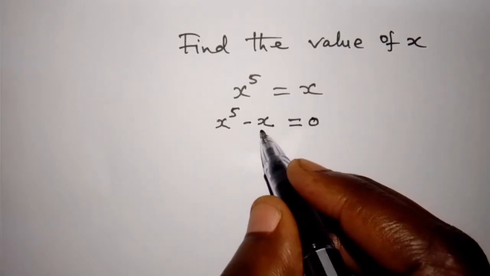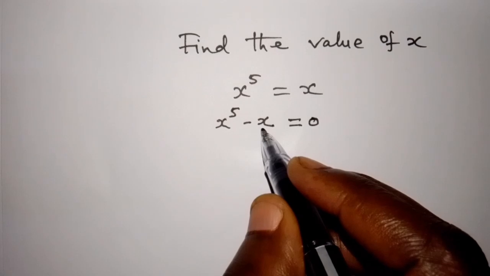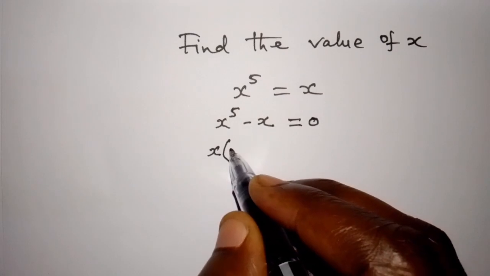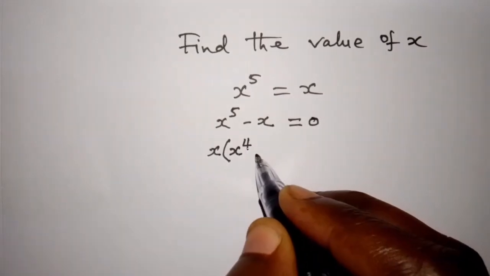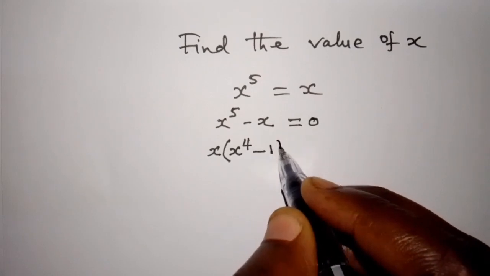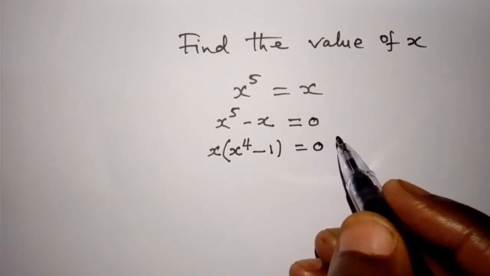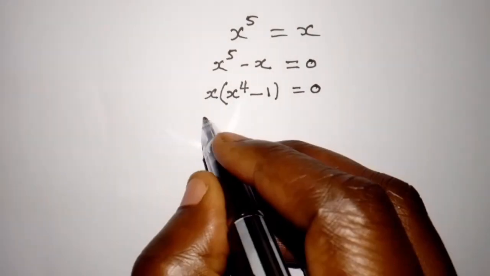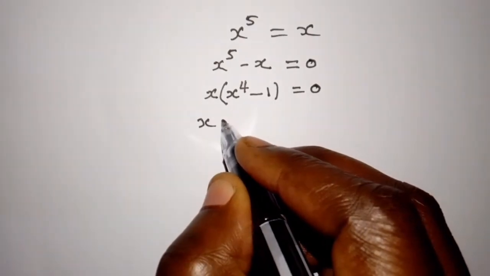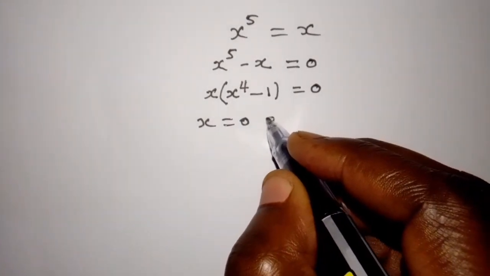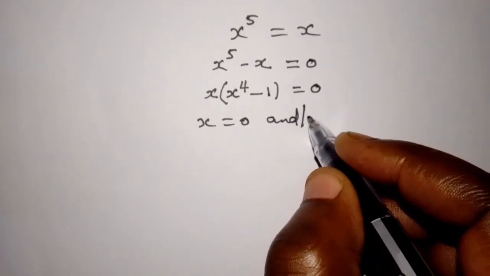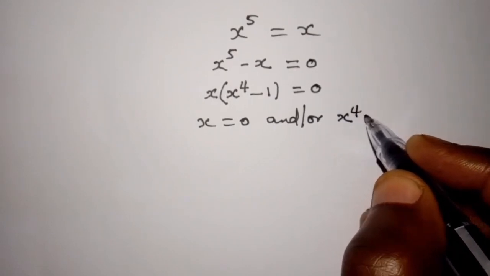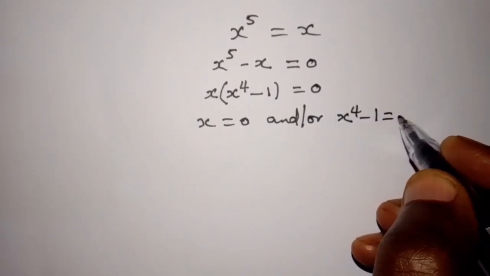Then now we factor out x, which is common here. x bracket x power 4 minus 1 is equal to 0. x is equal to 0, or x power 4 minus 1 is equal to 0.